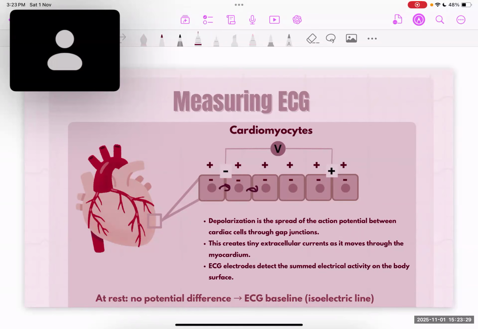At rest, there is no potential difference. As you can see here and here, there is literally no potential difference. It's the same thing. So on the ECG, it's going to show up as a straight line. It's going to be the isoelectric point of your ECG.